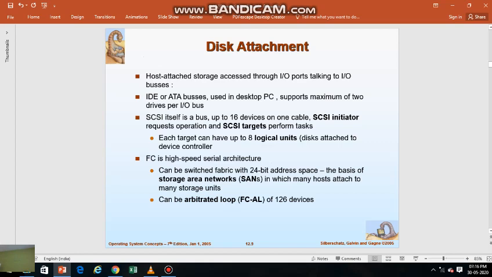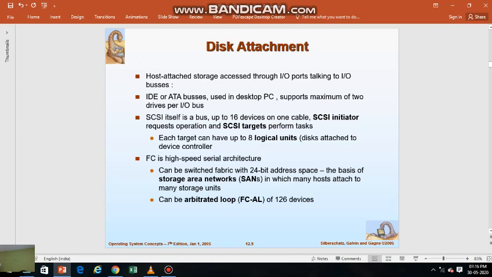Now the second one we have is the SCSI. It is a bus architecture, and the physical medium is usually a ribbon cable having a large number of conductors. This supports a maximum of 16 devices on the bus.